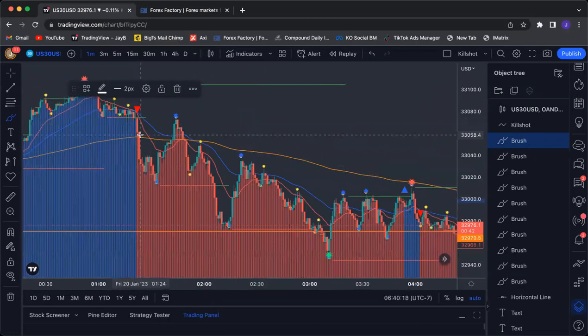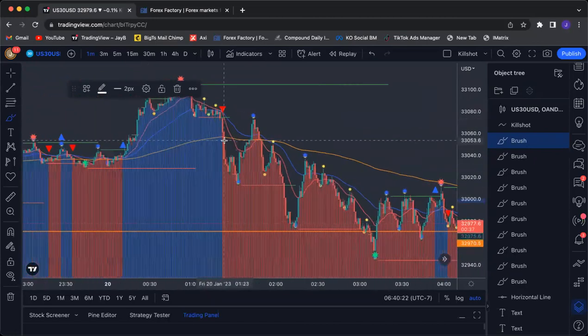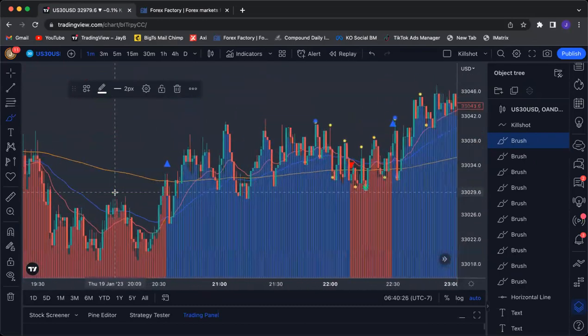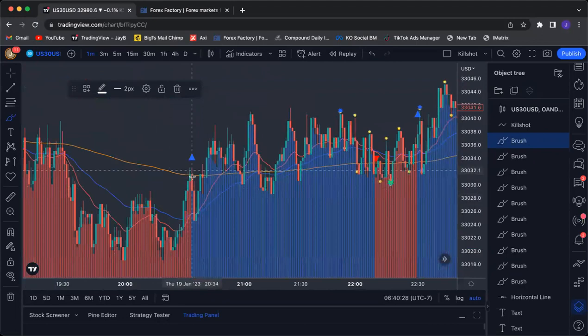1 out of 10 times, 2 out of 10 times, it runs right through that 238. It doesn't happen very often, but when it does, it usually goes through the 238. Pushed right through, rejected. Pushed right through, rejected.